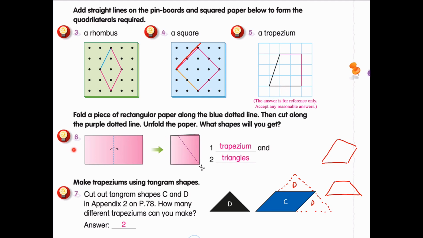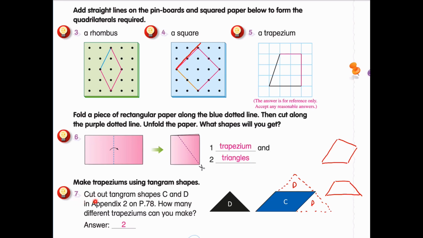And for question 6, we're asked to fold a rectangular paper. After you fold it, it looks like this. And then we're asked to cut along the purple dotted line. So after cutting, you will end up having a trapezium. So this is the trapezium after you unfold the paper. And then for the 2 triangles, we have one triangle here, and then we have another triangle at the back. So remember to put the S at the end of the word triangle. So we have 2 triangles.